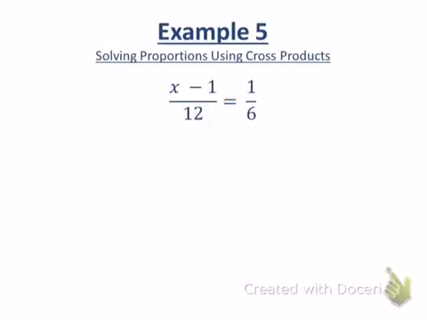All right, here's another one. What's the lazy man again? I forgot. X minus 1 over 12 equals 1/6. Now, you could still reason your way through this one, but the one coming up in a minute, you're not going to be able to.